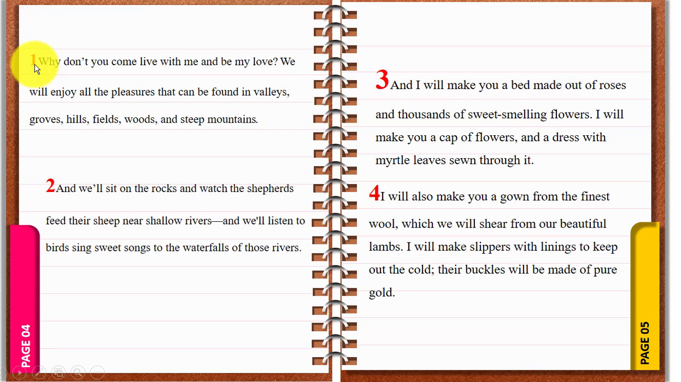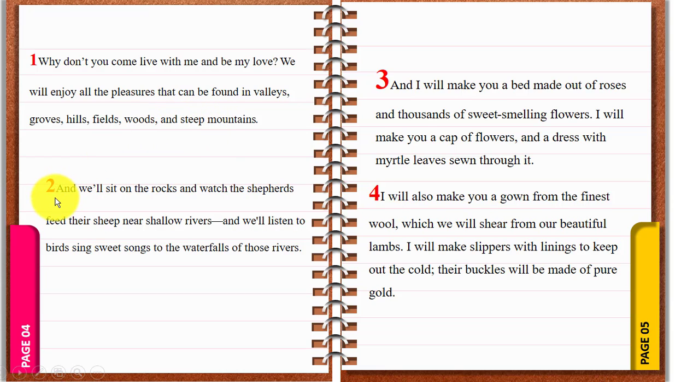So in the first stanza, we have the shepherd asking this lady, why don't you come and live with me, my love? Because once you come, we are going to enjoy so many beautiful things. And he goes on and lists all those things in the first stanza and says, we'll see the valleys, the groves, the hills, the fields, and we'll enjoy the view of the steep mountains.